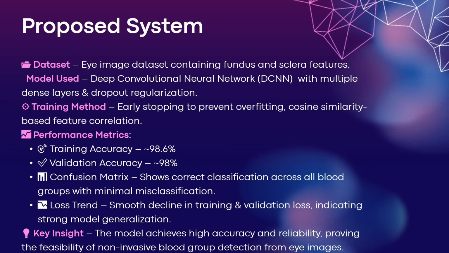Also, in this training, we are going to use a deep convolutional neural network. With the help of the deep convolutional neural network, we are going to achieve an accuracy of 98.6 and a validation accuracy of 98, which is higher compared to the base paper. Also, we are going to get a confusion matrix, loss ratio, accuracy ratio, everything with this project. Okay, so this is a completely non-invasive method, that is, a touchless blood group detection method.